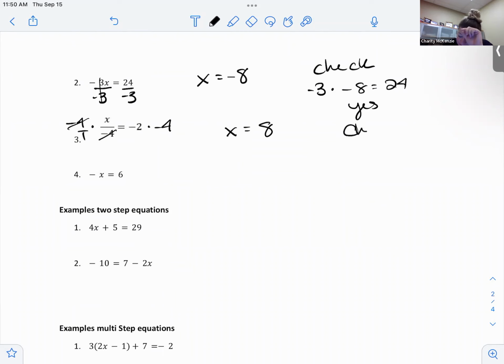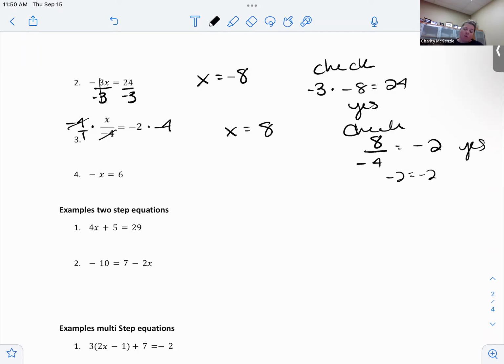And let's check that. Is 8 divided by -4, does that equal -2? That's our original. And yes, it does. It ends up being -2 equals -2, which is true. I mean, you could write that if you wanted, but yeah, it worked.